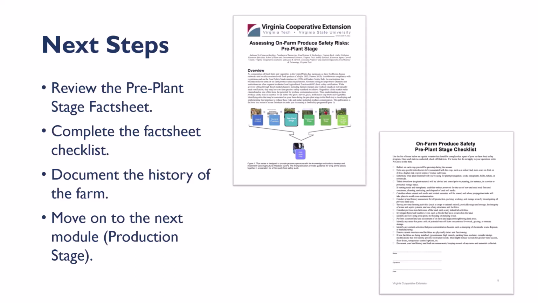At the end of the fact sheet, you will find a checklist that will help you implement the topics covered in this module. Completing it will help you prepare for the requirements of a GAP audit. You will want to be sure that you properly document the farm's history. Once you have completed these steps, you should be ready to move on to the next module.